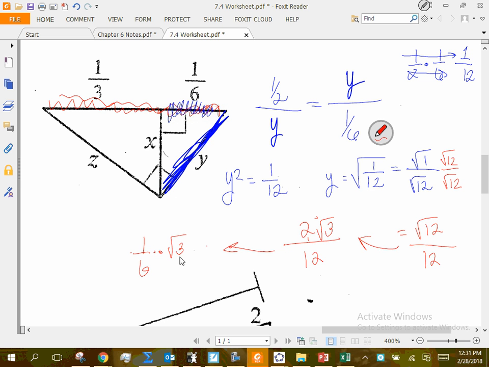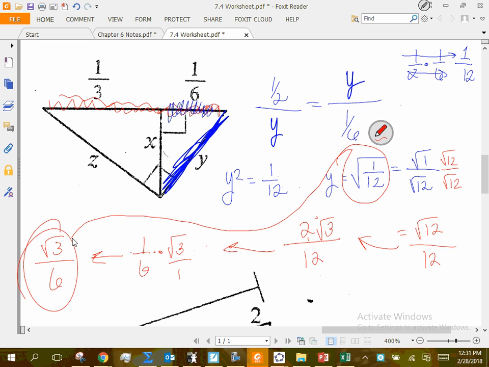Well, what's 2 over 12 reduced to? 1/6. And now doing my multiplication, 1 times radical 3 is radical 3. 6 times 1 is 6. So that's how we take that number right there is a better version of that number right there. Okay.